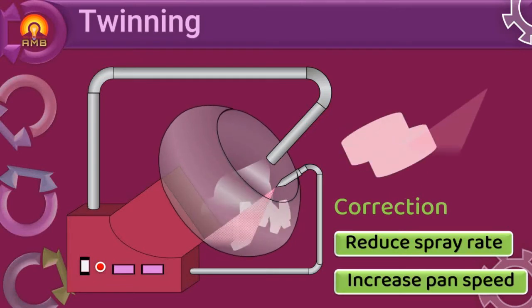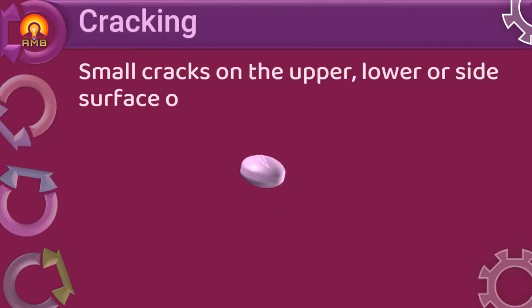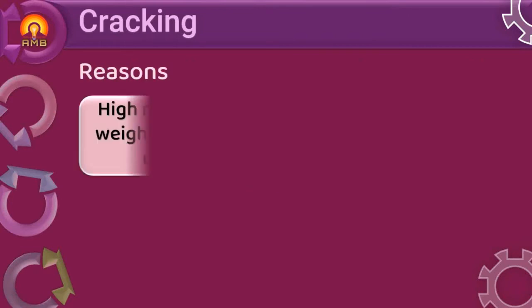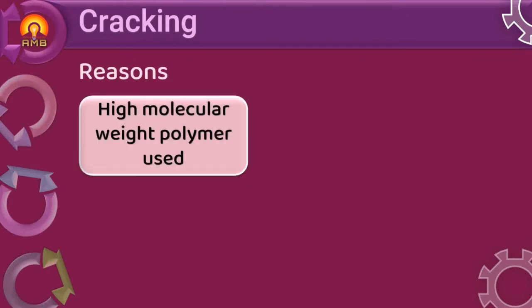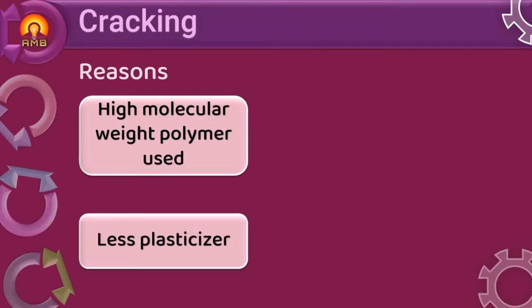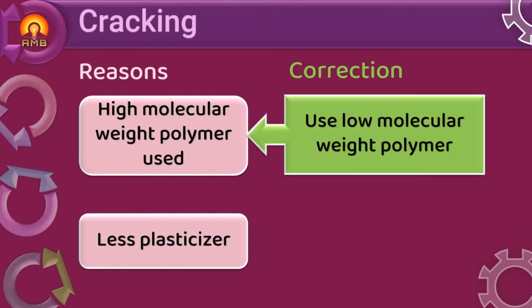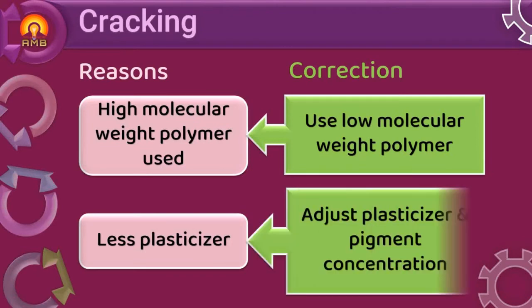Next defect is cracking. In cracking, small fine cracks are observed on the upper, lower or side surface of the tablet. Cracking takes place if polymers with high molecular weight are used and the amount of plasticizer used is less. It is corrected by using low molecular weight polymers and adjusting plasticizer and pigment concentration to minimize internal stresses.